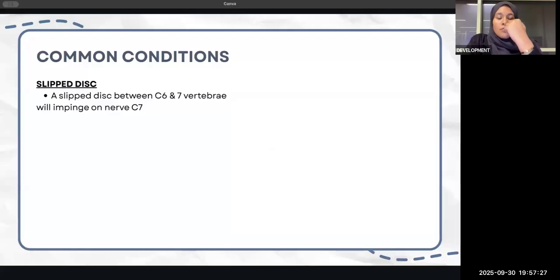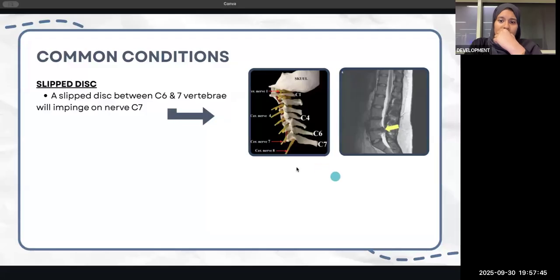And now we have common conditions that we see. Honestly, guys, I've never seen this in a question before, but it was in your slides, so I wanted to add it just in case I get it for you. You have something called a slip disc. A slip disc is kind of like a herniation, and this usually happens in C6 and C7. This picture, by the way, is not included. I got it from Google just to explain what a slip disc is. This other picture is included.